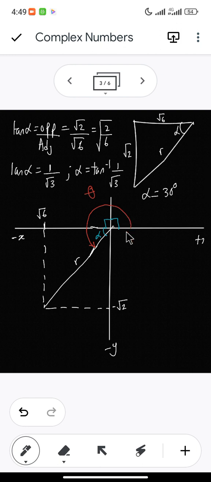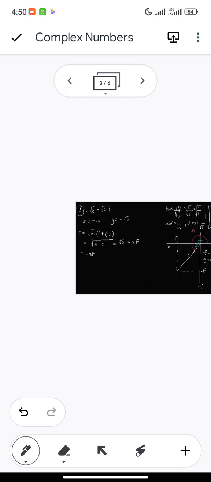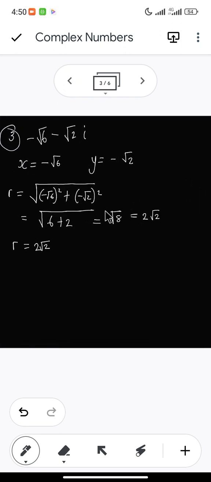Now remember what we said, that this is not our argument. So our argument theta is equal to alpha plus 180 degrees. We got 180 from this. So our argument is going to be 30 degrees plus 180 degrees. Argument gives us 210 degrees. So simply go back to this. We have theta as 210 degrees.